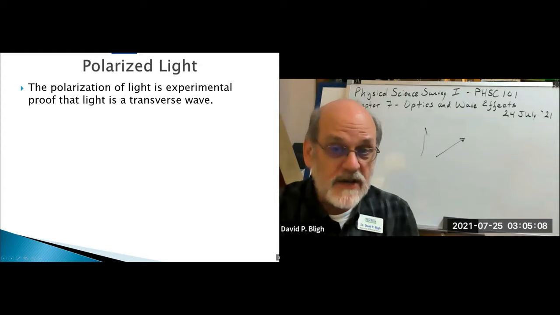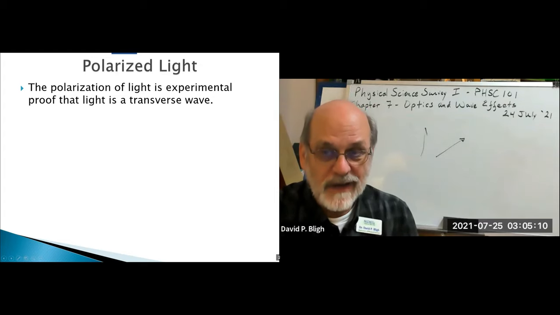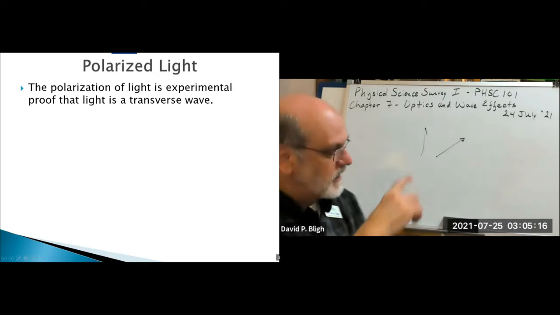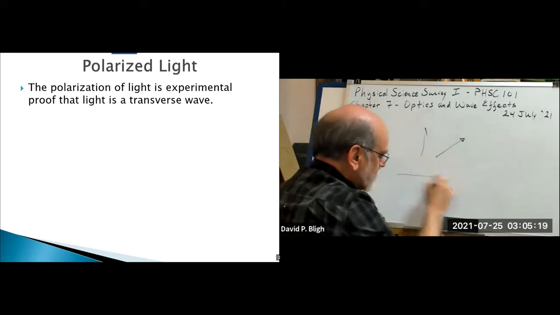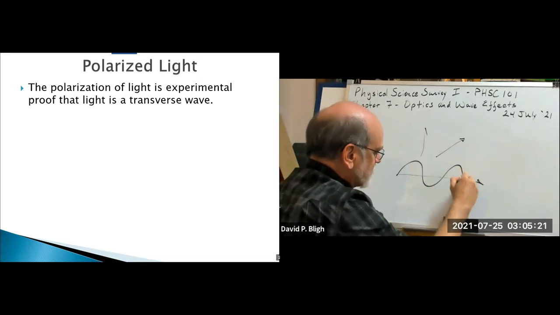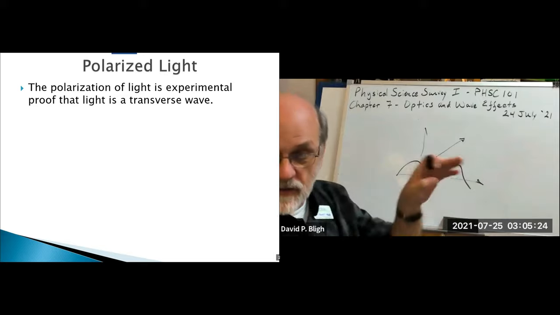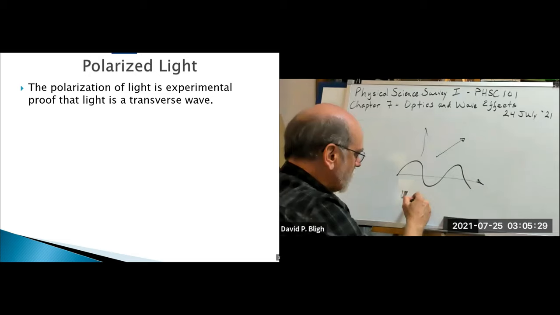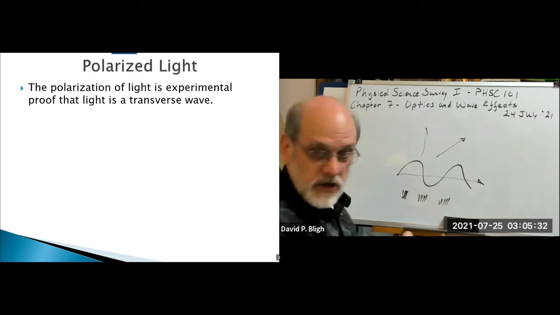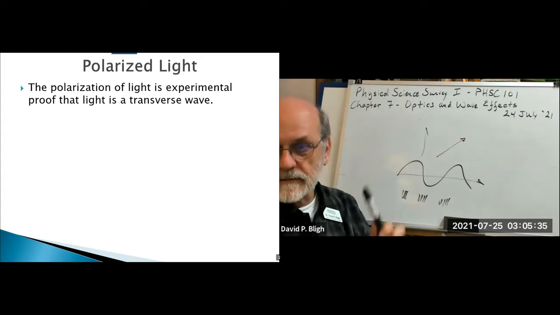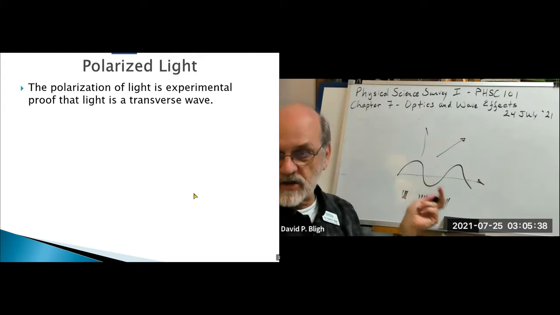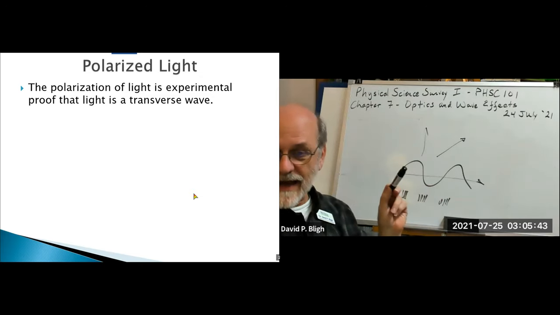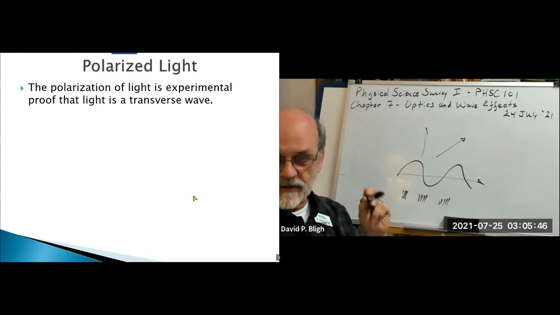Now, polarization of light is experimental evidence that light is a transverse wave. In other words, light, this is the direction of motion, and the wave is like this. Transverse, right angles to the direction of motion. If it were a longitudinal wave, like sound, you would not be able to polarize it. It's impossible. You can't polarize compression. You can only polarize transverse. So that's how we know that light is a transverse wave, because of this phenomenon.